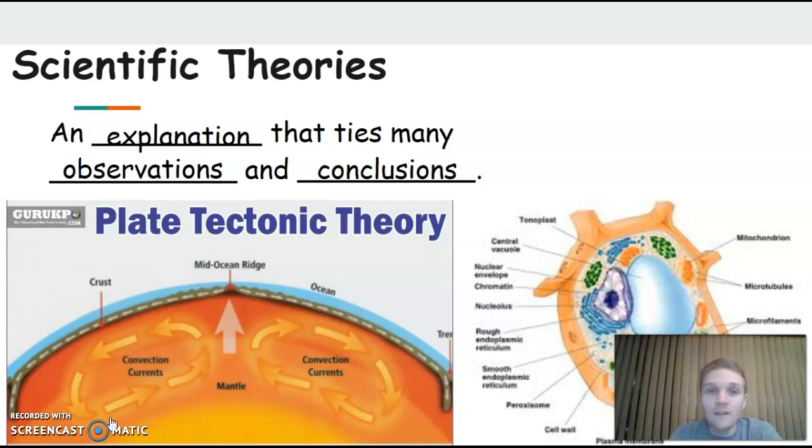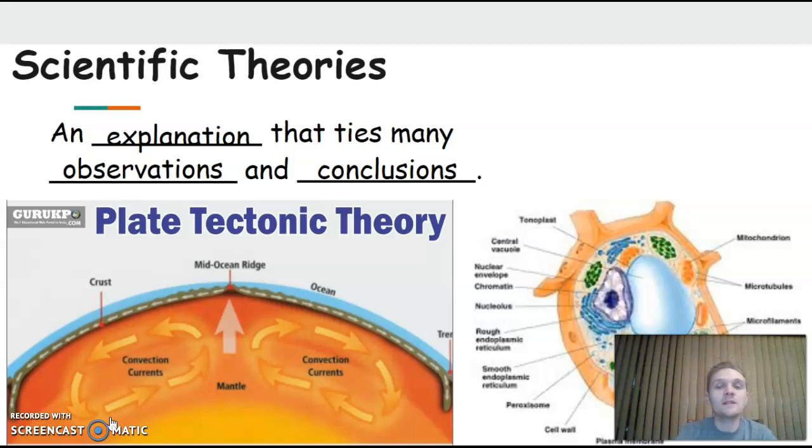So back in the olden days, they didn't know what our body was made up of. Now we know it's made up of cells, but that's a theory that's had lots and lots of observations and conclusions and research in order to say, hey, you're a person and you're made up of lots of different things. You have your cells, your tissues, your organs, your organ systems, and then they make up your whole body. And that's incorporated in another theory, our cell theory. And again, you'll learn more about that in life science.